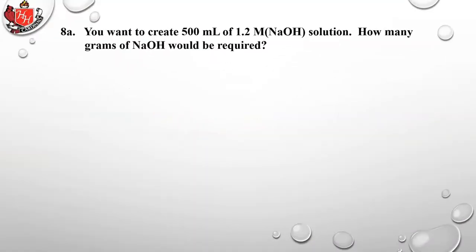Okay, so here's one. You want to create 500 milliliters of a 1.2 molar NaOH solution. How many grams of NaOH would be required? This is a question they could ask you on the Advanced Placement test. Your teacher tells you, I want you to create 500 milliliters, a certain volume of a certain concentration, 1.2 molar NaOH. So your job is to go back in the storeroom, get the NaOH, and measure out how many grams you would need to create that solution.